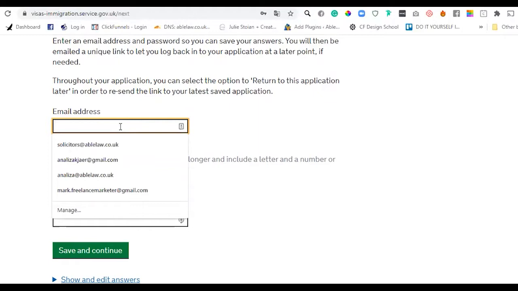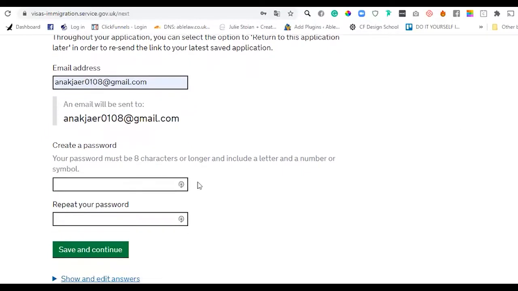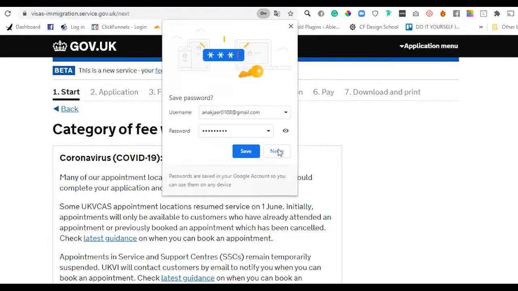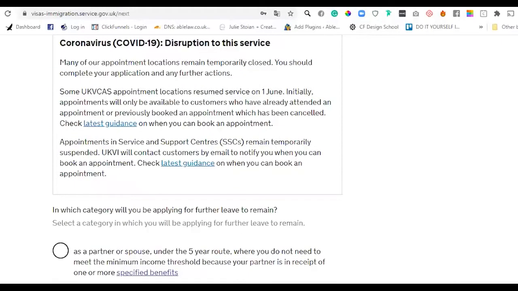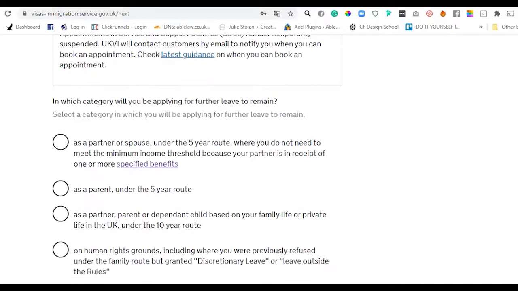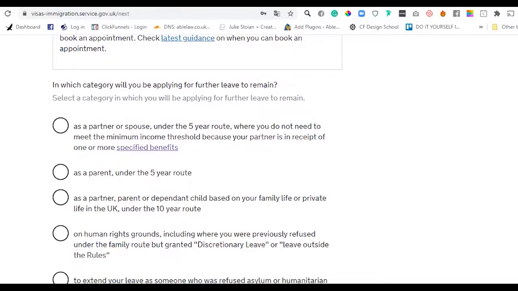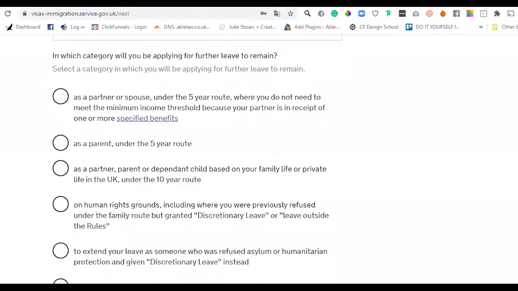For this purpose, I am just going to use my personal email, and I'm going to create my password, and save and continue. If you recall, I am completing this on behalf of me. So this is just a dummy application. I'm answering questions on a fictional situation here, so I'm not using anybody's details. It's me, pretending that I want to apply for a fee waiver application.